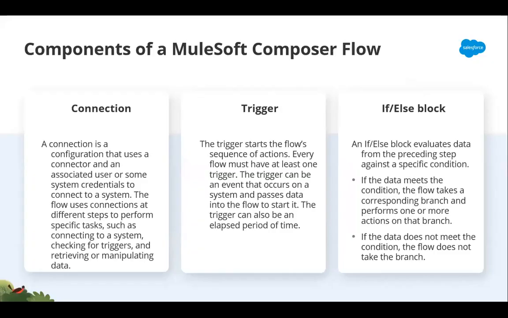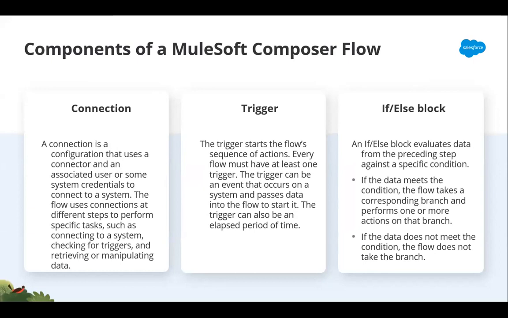Coming to the components of MuleSoft Composer, what does it have? First, a connection. This is a configuration that helps you connect the primary system at least, because MuleSoft needs authorization to have data flow between two systems. You will first have to authorize the primary and secondary systems inside MuleSoft Composer. Inside Composer, you first set up your connection before any action can be performed.